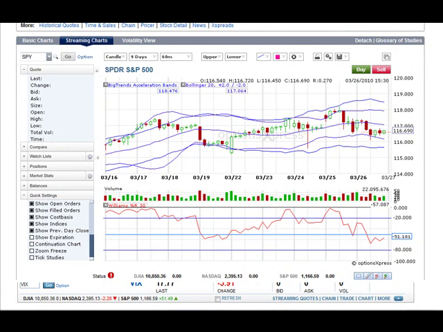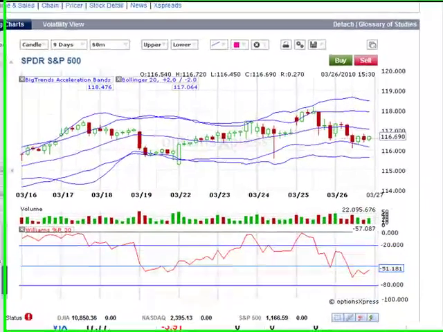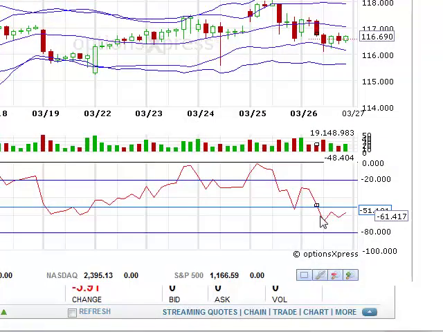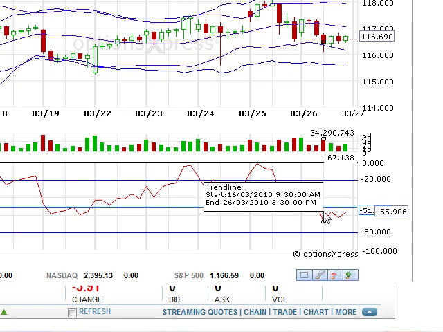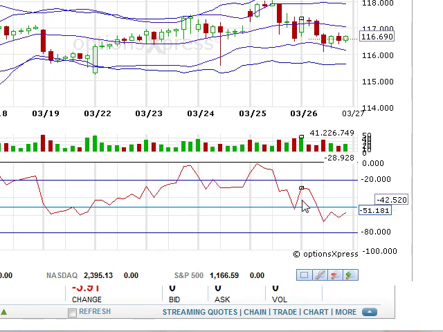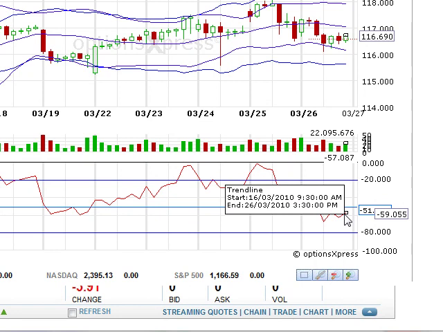So we'll take a look at the 60-minute chart on the SPY. Here we can see that the overbought oversold indicator is neither in the overbought nor the oversold area. It is testing this mid 50 area, so there's still a battle going on in the 60-minute chart.